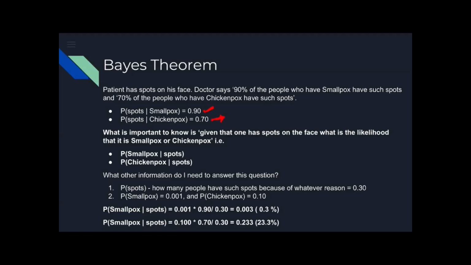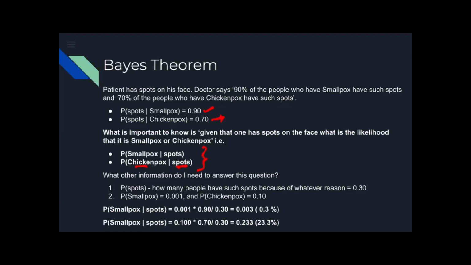But the problem that we are trying to solve is that I have seen a symptom, and that symptom is the spots on the face. Given that symptom, can we find out what is the actual cause? Is that cause smallpox or is that cause chickenpox? So the problem that we are really concerned with is this one. That is, what is the probability that the person is having smallpox, given that he had spots on his face, and the person has chickenpox, given that he had spots on his face. This is the real problem we are trying to resolve. The first one can give us some indication, but that's not the answer.